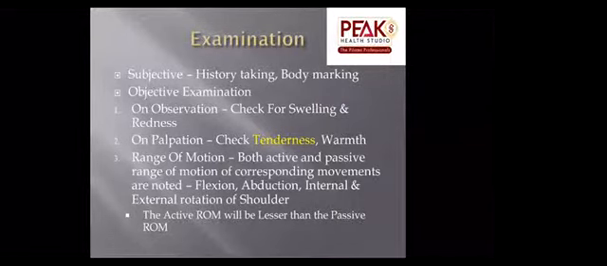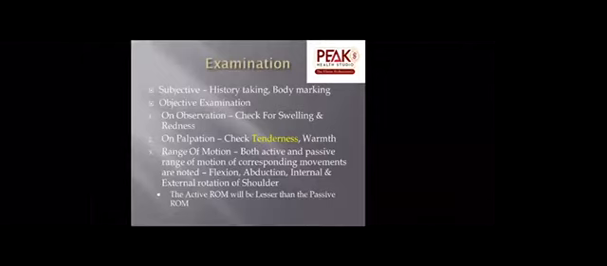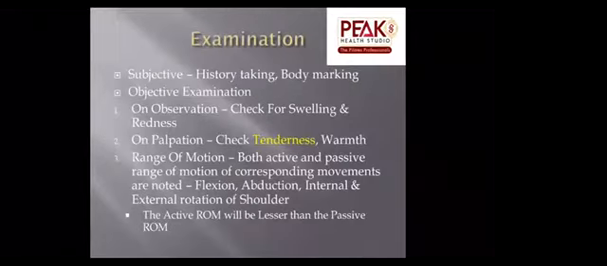On palpation, we check for tenderness. As there is a muscle tear, most of them will present with tenderness and warmth. So next, we'll check the range of motion. Both active and passive range of motion will be checked for flexion, abduction, internal rotation, and external rotation of the shoulder.